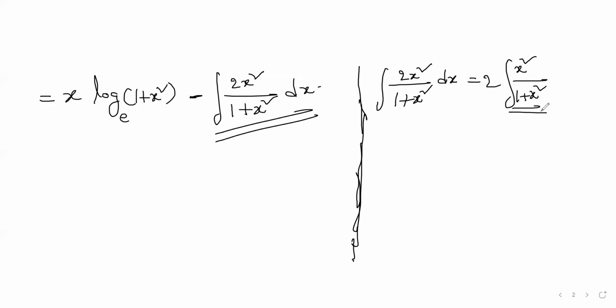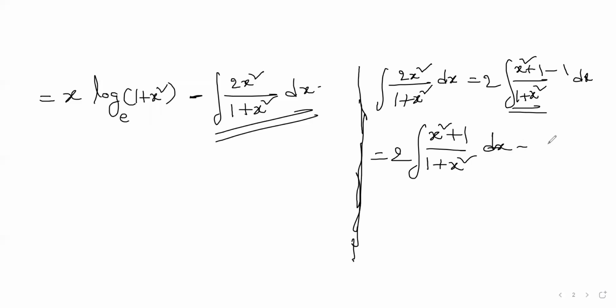Because the denominator has 1 plus x square, I will just add 1 and subtract 1 on the top. That is what I will do. I have taken 2 common. For x square on the top, I will add 1 and subtract 1. So that is 2 into integral of x square plus 1 divided by 1 plus x square, that is one split, and then minus 2 into integral 1 by 1 plus x square dx. This x square plus 1 is one split, and this 1 is the other split. This is what I did.